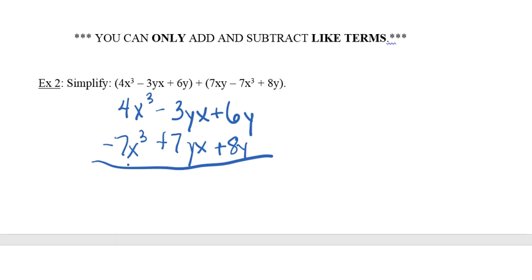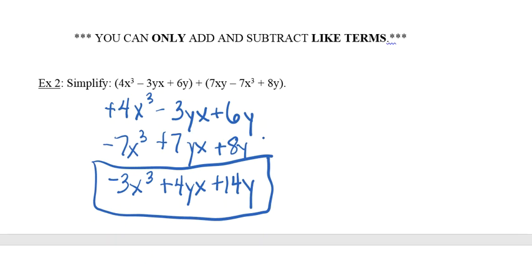So I'm going to add like terms now. I have a positive 4 minus 7, so I have a negative 3. Negative 3 plus 7 would be a positive 4. 6 plus 8 is a positive 14. So these are my like terms.